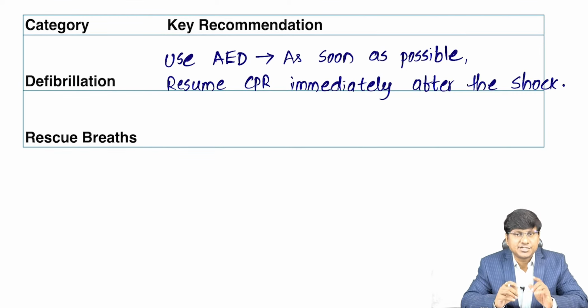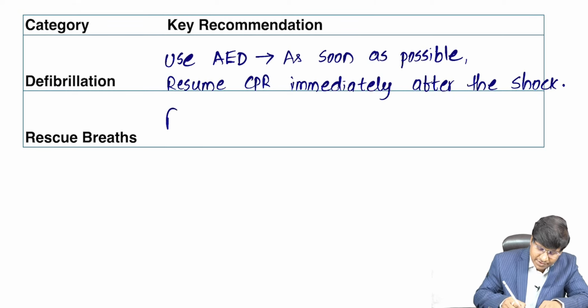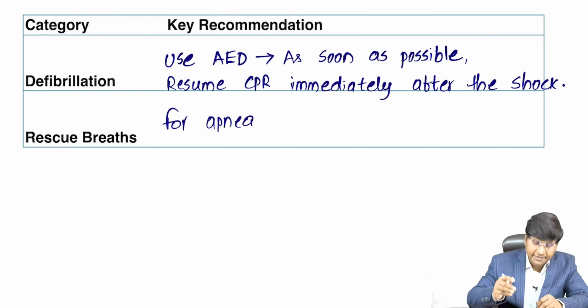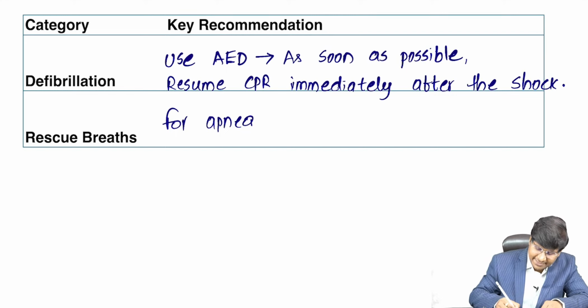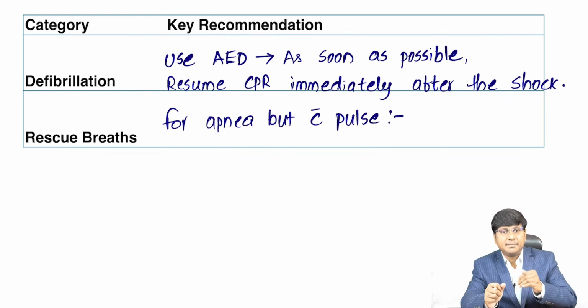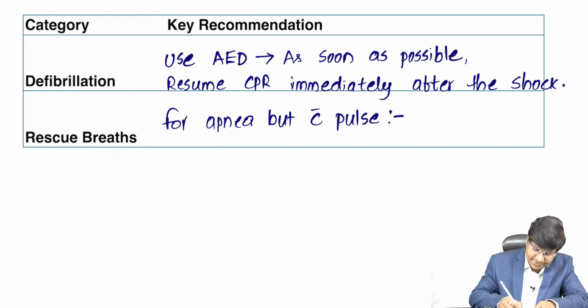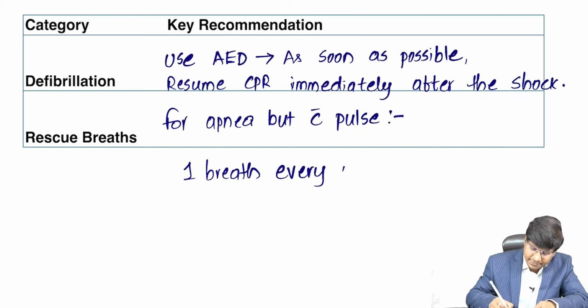Then what about the rescue breaths? Rescue breaths are for apnea, where there is cessation of breath. For apnea but with a pulse, give one breath every 5 to 6 seconds in adults.